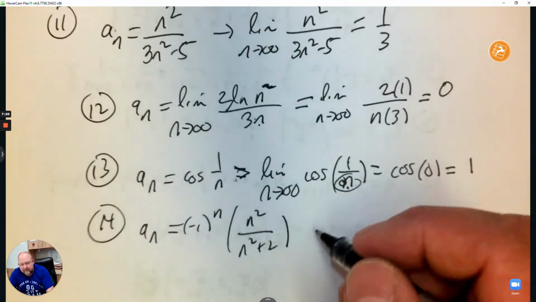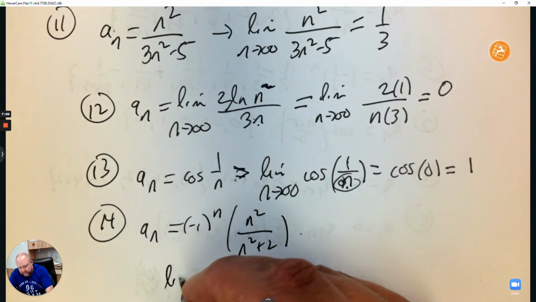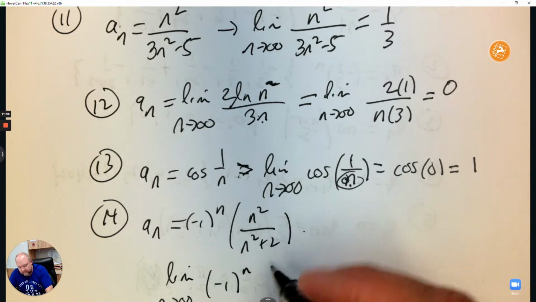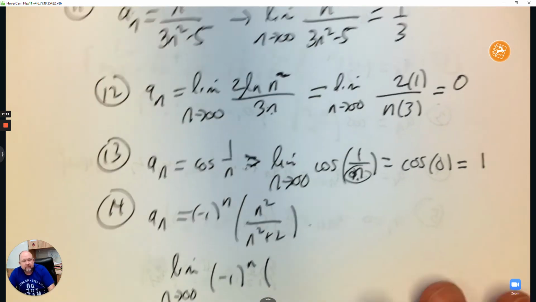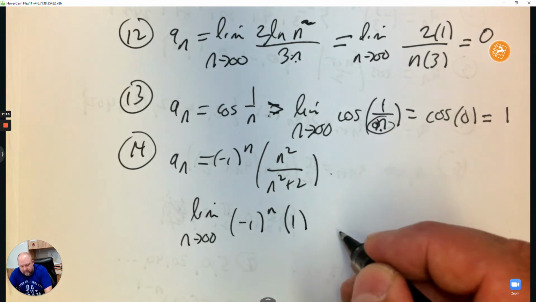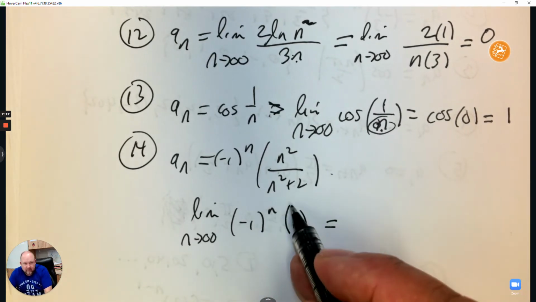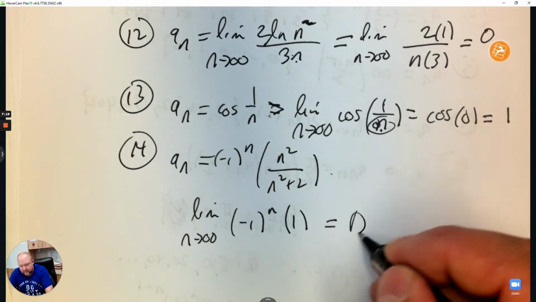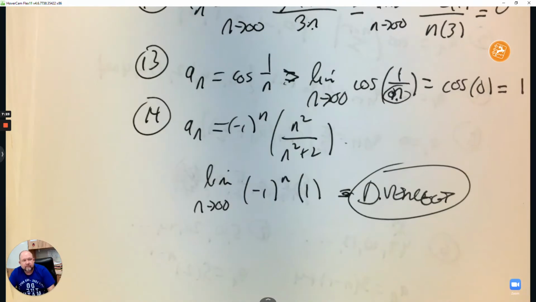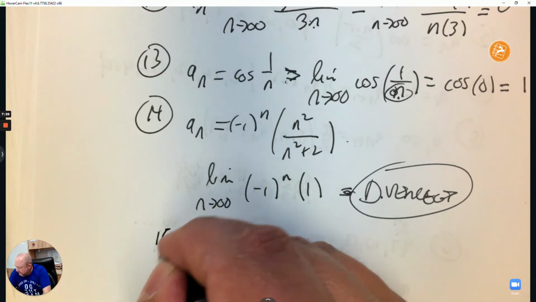So the limit of this as n approaches infinity, this is n squared divided by n squared. But this alternates, positive, negative, positive, negative. So this diverges, and it does not converge to an answer. Number 15.